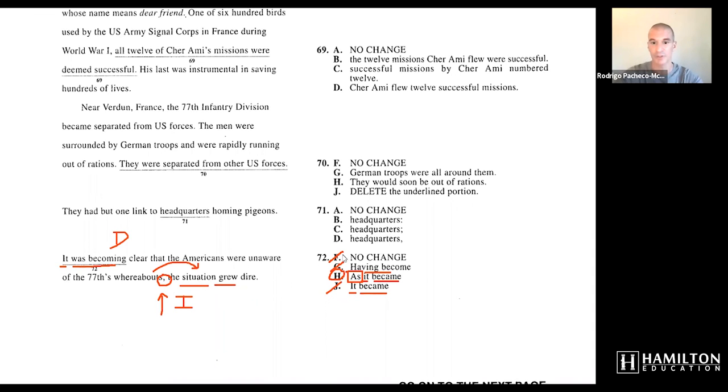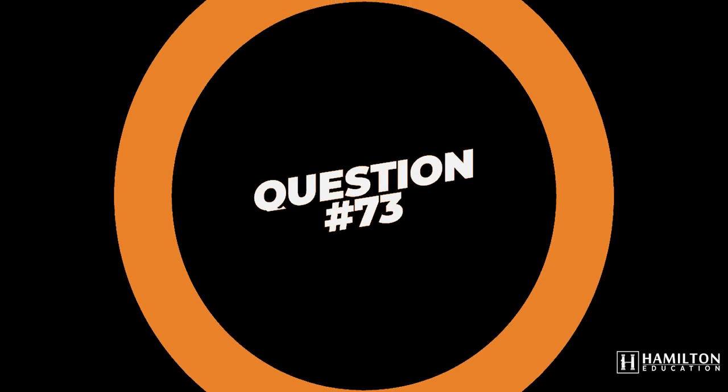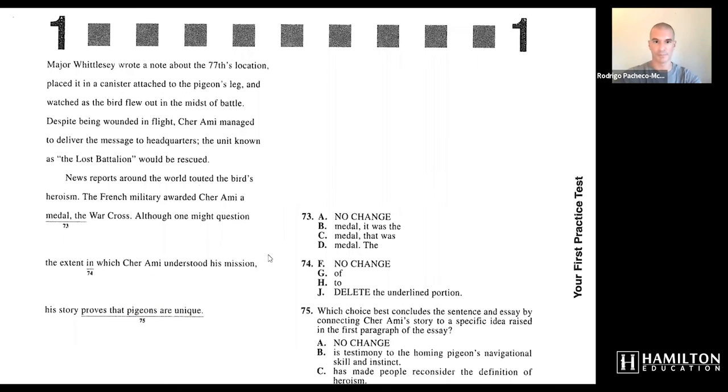This is the same issue that we saw with F, no change. Question 73 is a punctuation question. Let's take a look at the sentence and then we'll go through the different answer choices. So the French military awarded Cher Ami a medal, the War Cross. What we have here is an appositive.